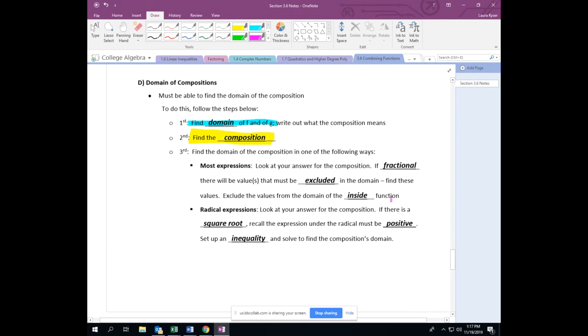Now, all of this stuff that's down here is the same. We're looking to see if it has fractional excluded values. We're looking to see if it has a square root because we can't have anything negative. So all that stuff is the same. But all three of these things are going to come into play together. We want the domain of each individual and the domain of the composition. And we're going to put all of them on the number line together and see where all three of them overlap.